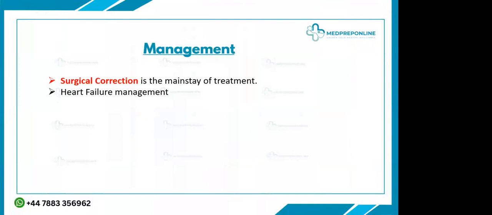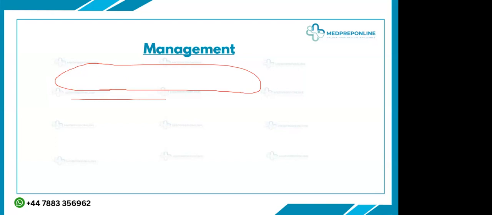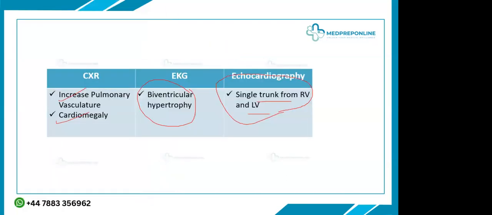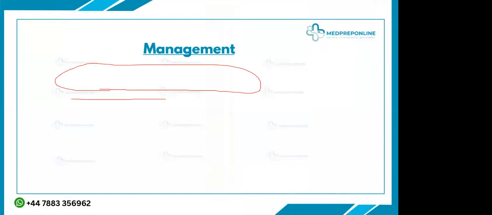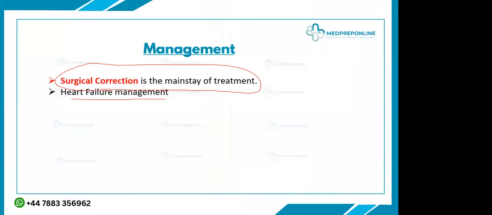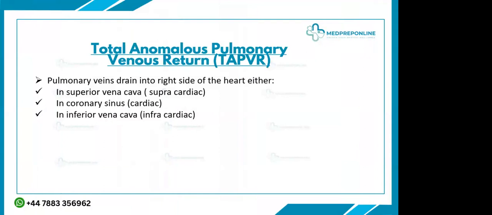And for management, surgical correction is obviously the mainstay of the treatment. And if there is heart failure, then you have to manage it with inotropic support, with diuretics, with oxygen and respiratory support. So this was all about the truncus arteriosus. Now we are going to talk about total anomalous pulmonary venous return.